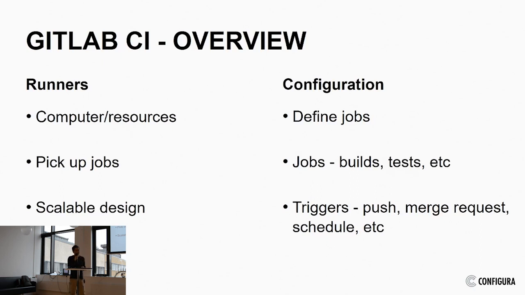And then we have different types of triggers. Like you can trigger a job on every push. It could be on merge requests. It could be on schedules. Then there are, of course, a lot more triggers, but these are the most common ones.